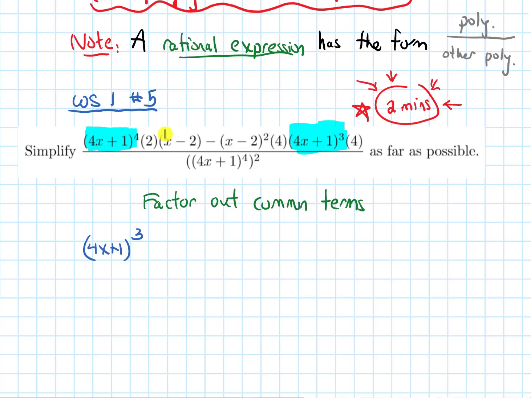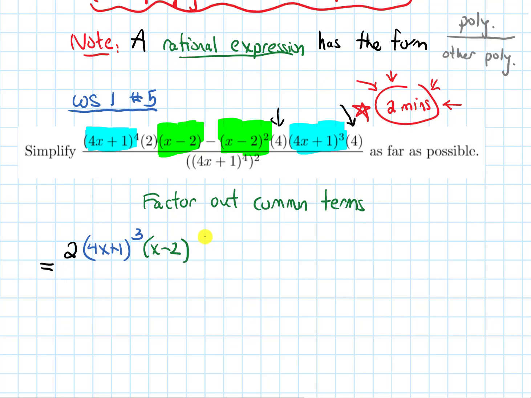I also notice that there's an x minus 2 here. There's an x minus 2 squared there. So we're going to be able to take out an x minus 2. And the smaller power is a 1, so we're just going to take out x minus 2. And then if we look at the coefficients, this first term has a coefficient of 2. And the second term has this 4 and this 4, which will multiply to 16. So overall, I am going to be able to factor out a 2.